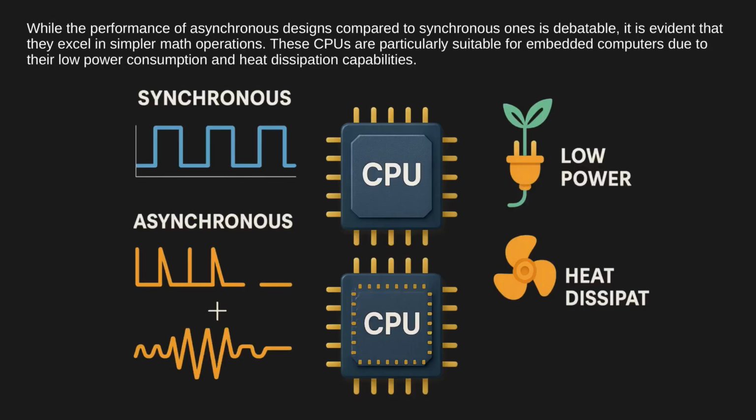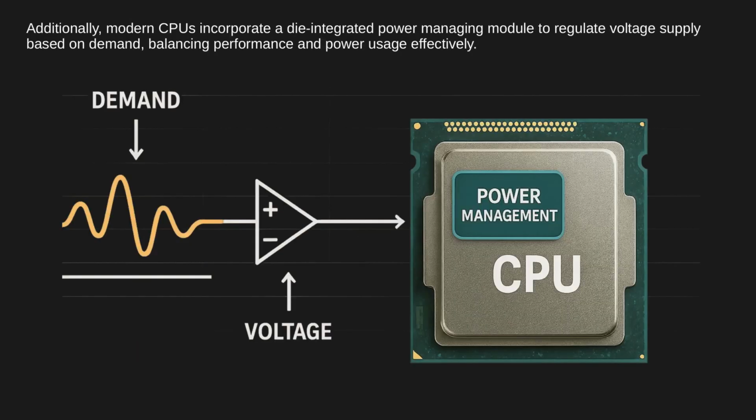While the performance of asynchronous designs compared to synchronous ones is debatable, it is evident that they excel in simpler math operations. These CPUs are particularly suitable for embedded computers due to their low power consumption and heat dissipation capabilities. Additionally, modern CPUs incorporate a die-integrated power managing module to regulate voltage supply based on demand, balancing performance and power usage effectively.